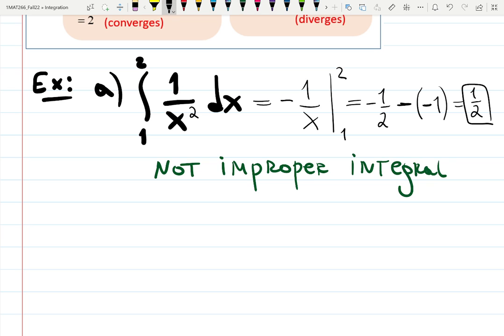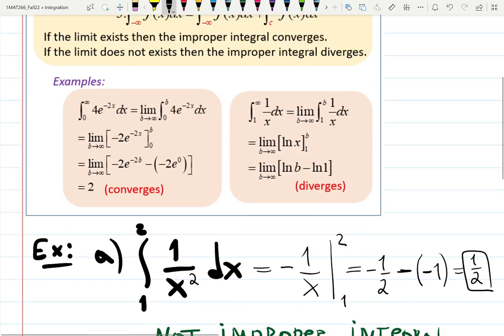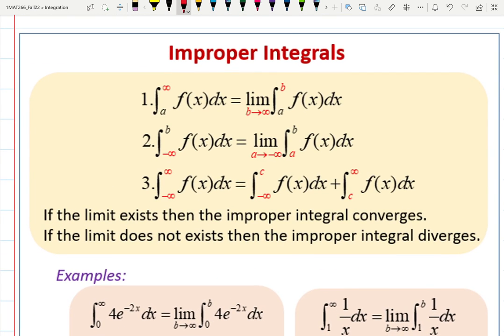So let me show you what's the difference. What if we want to integrate the same function, 1 over x squared dx, from 1 to infinity? Boom, this is something we have never seen before. From 1 to infinity, and we're going to have from minus infinity to 1, and from minus infinity to infinity. This is what they call improper integrals type 1.